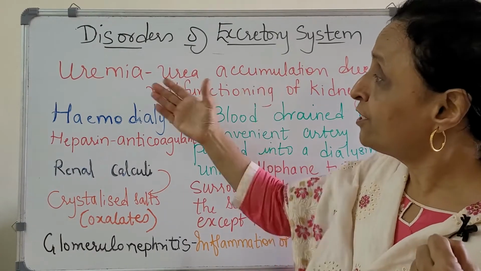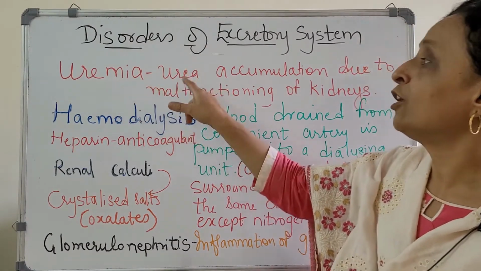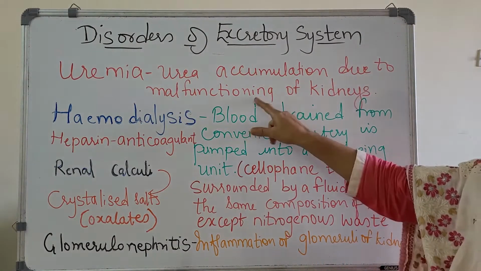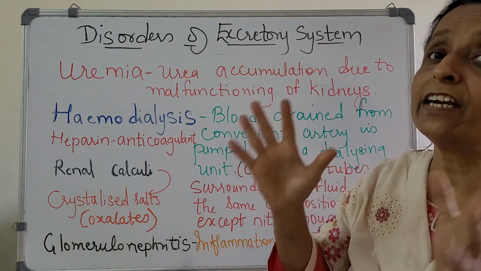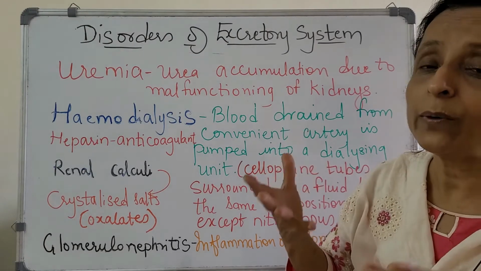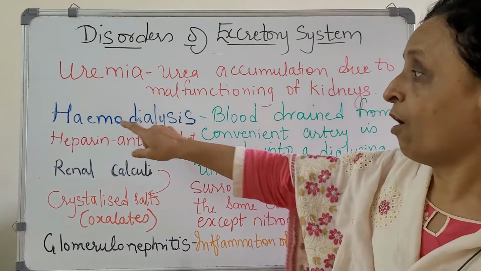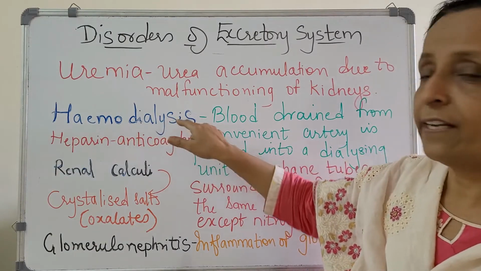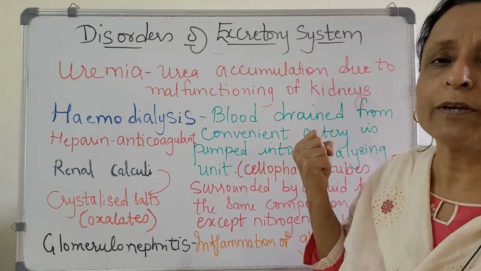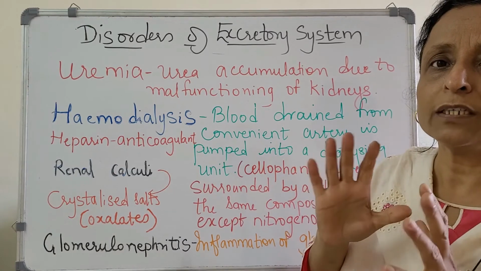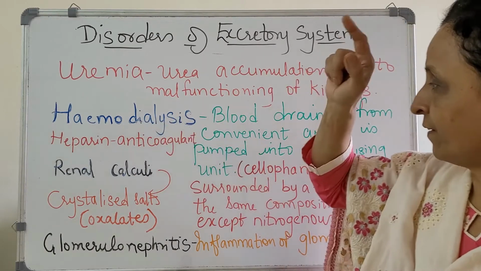So now this urea, when it is in excess, is uremia, urea accumulation due to the malfunctioning of the kidney. It has to be excreted out, thrown out. So how is it going to be done? It will be done by dialysis, or hemodialysis, because hemo means blood. The excreta has to be removed from the blood so that the blood becomes normal. So it is known as hemodialysis.